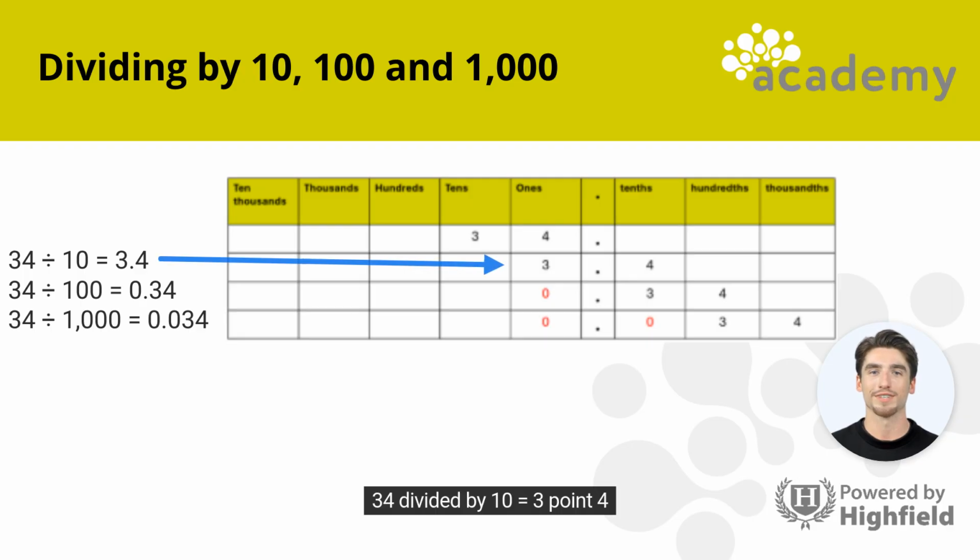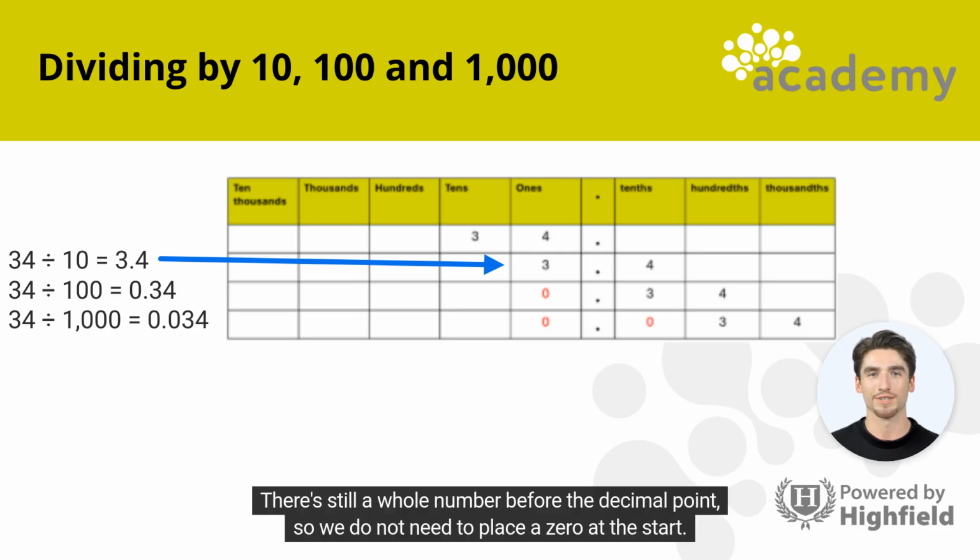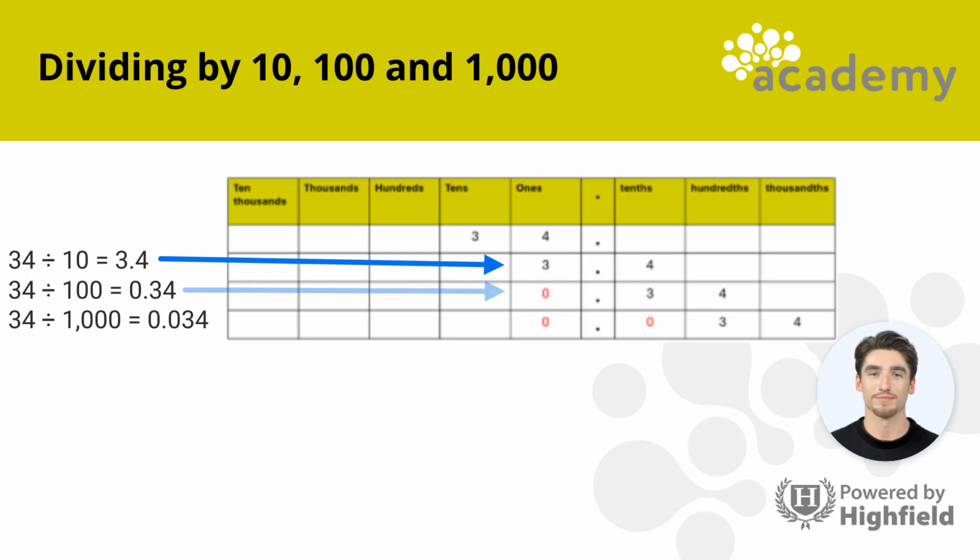34 divided by 10 equals 3.4. There's still a whole number before the decimal point, so we do not need to place a 0 at the start.